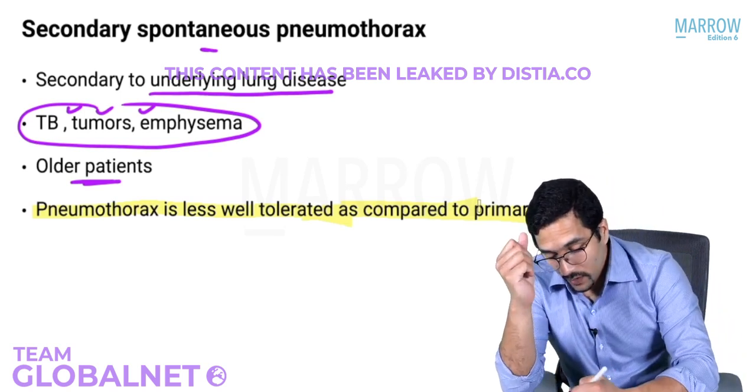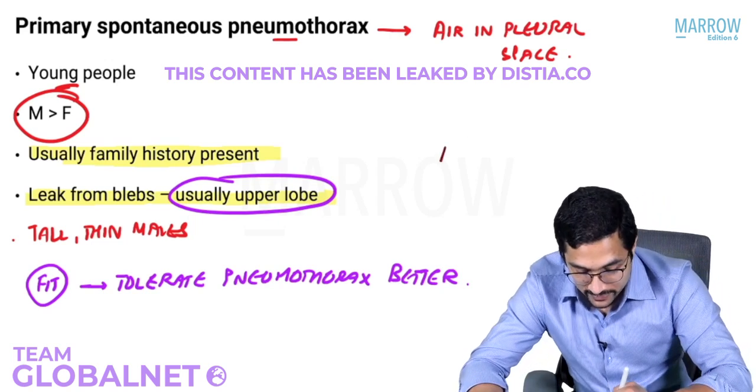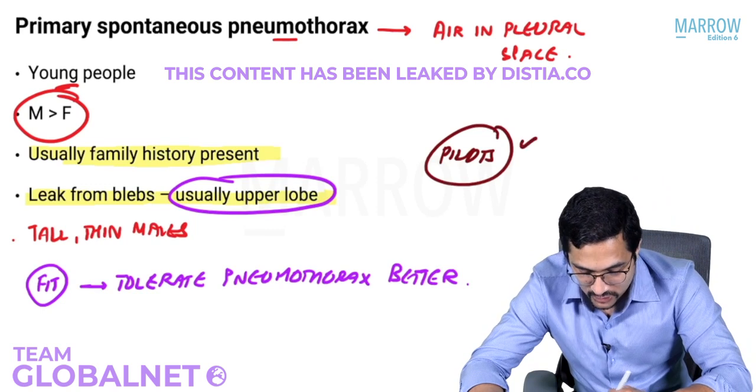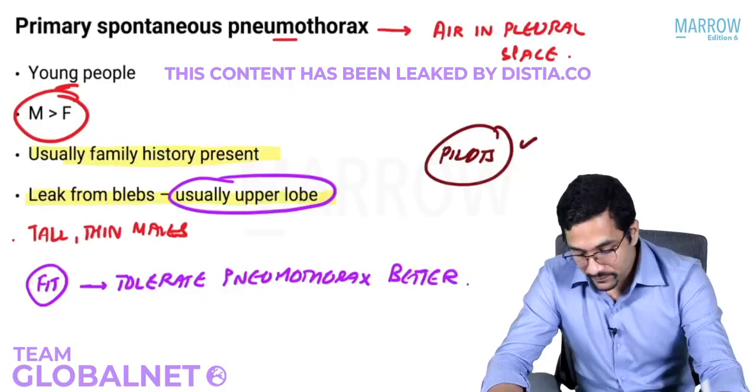Now, a very common example of primary spontaneous pneumothorax is pilots. One of my friends, who's a pulmonologist, told me about an incident. He was traveling for an international conference, and during the flight, one of the reserve pilots developed breathlessness. They declared a medical emergency and called a doctor. My friend attended to him and found out that it was the first episode of primary spontaneous pneumothorax in that person, and he had to put in a needle to decompress that pneumothorax during the flight.